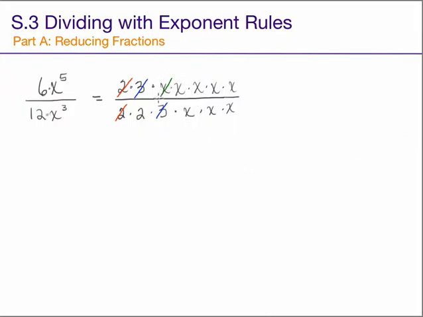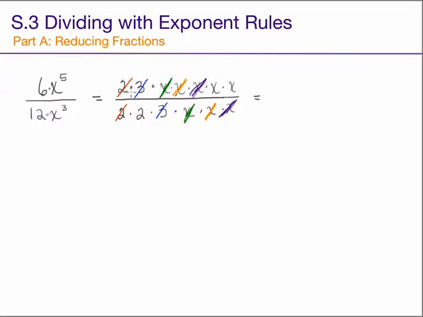Well, I have some x's. This factor of x and this factor of x in the denominator can cancel each other out, because x divided by x is 1, in the same way that 3 divided by 3, or 2 divided by 2, is 1. Here's another copy of x in the top that matches a copy in the bottom. And I have one more. Once I've crossed these out, though, I've run out of copies of x's to cancel down here. I have some left up here, but I don't have any left down here to cancel them with. So I'm done canceling.